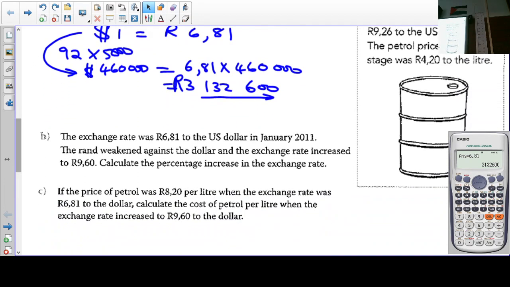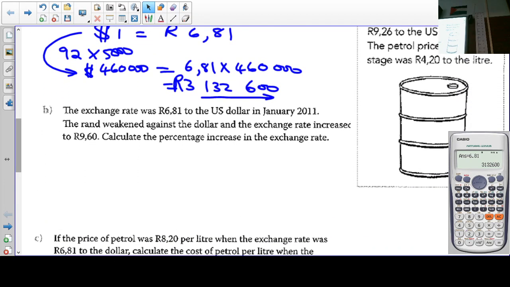Then in B we are told the exchange rate was 6 rand 81 to the US dollar in January 2011. The rand weakened against the dollar. Okay, and the exchange rate increased to 9 rand 60. Alright. The question says calculate the percentage increase in the exchange rate.